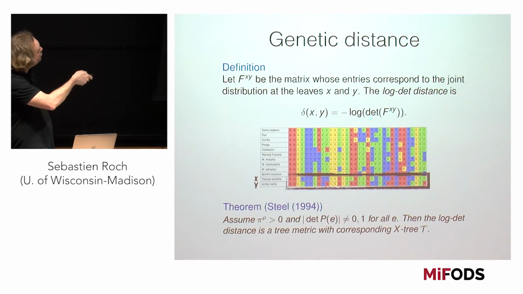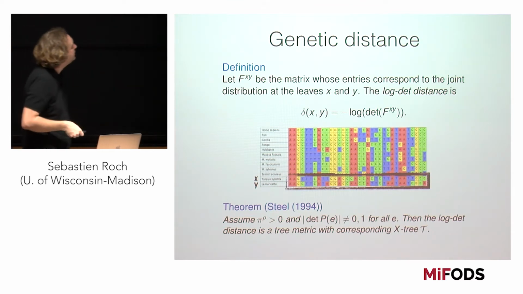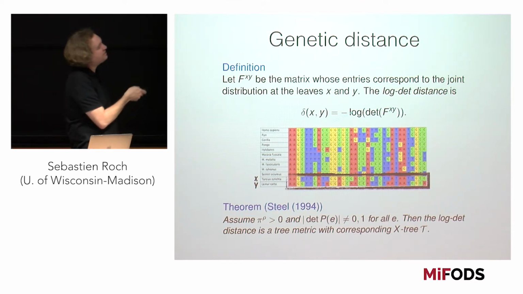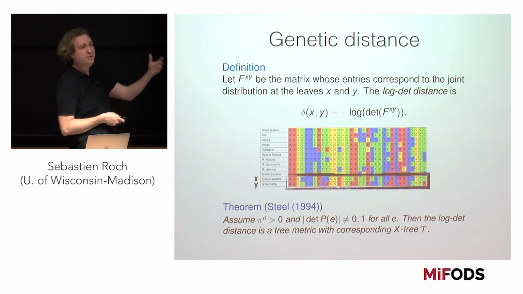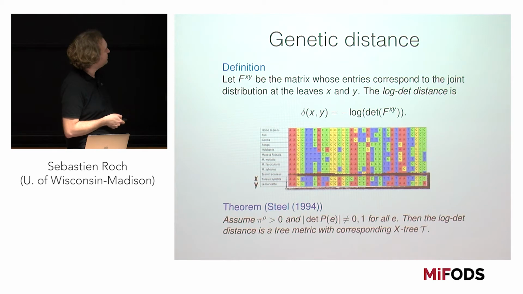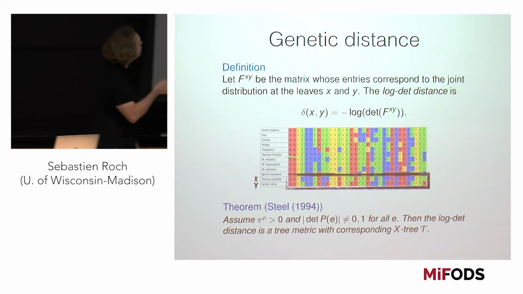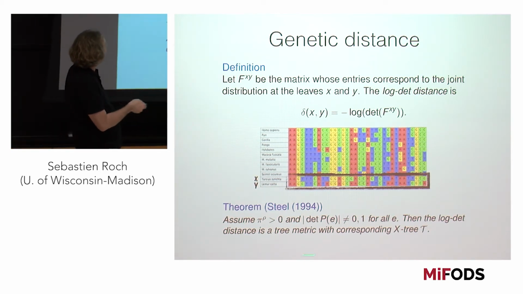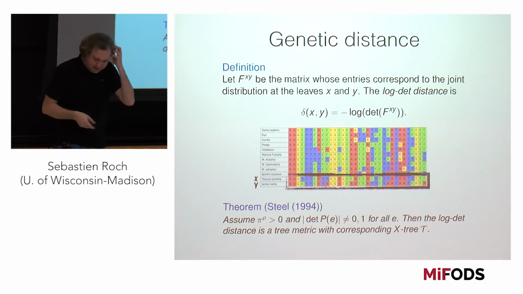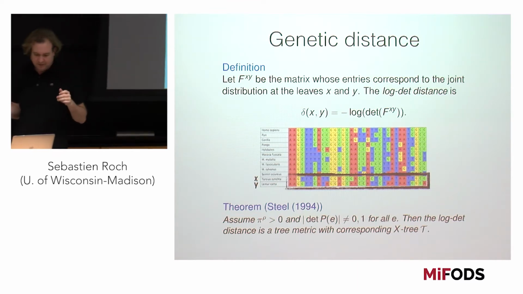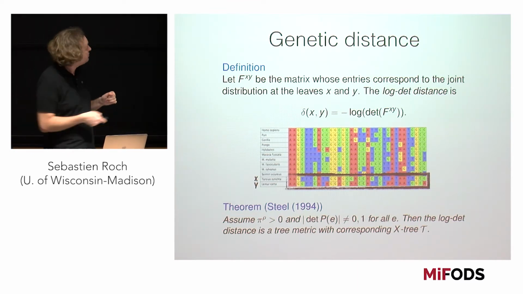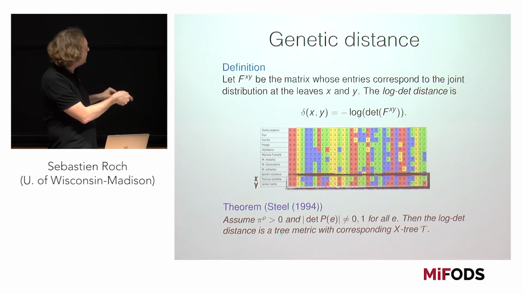Okay, so this is based on the true model, and in practice what I do is I estimate it. I take the empirical frequencies of all the pairs that I observe, and that gives me an estimated metric that I use to plug into, for example, my quartet-based method for building trees as well. And so you get this log-det distance, so that's a tree metric.